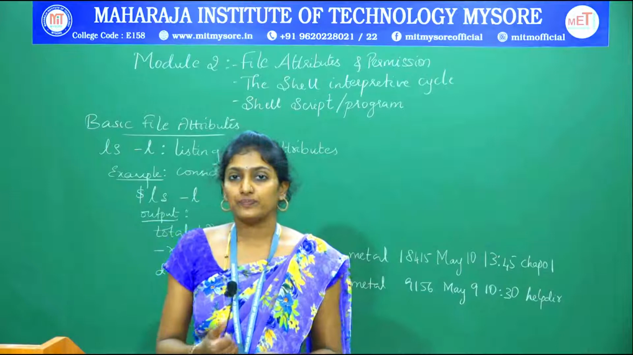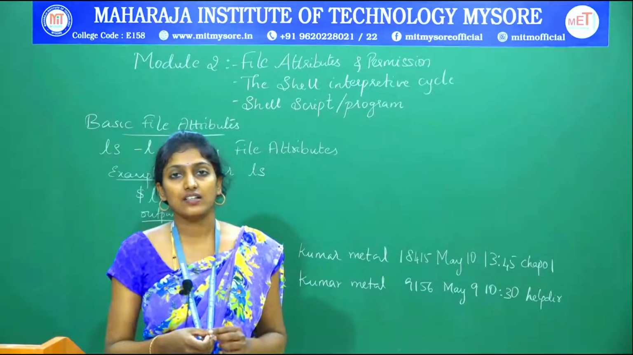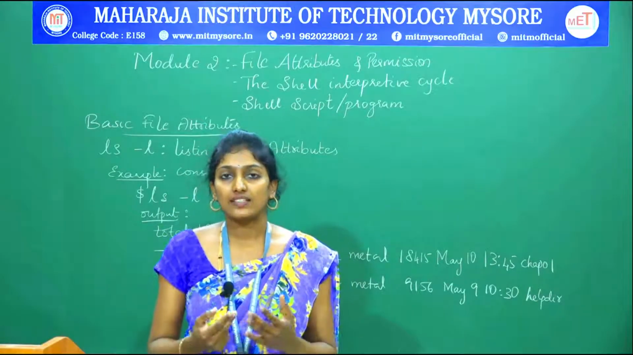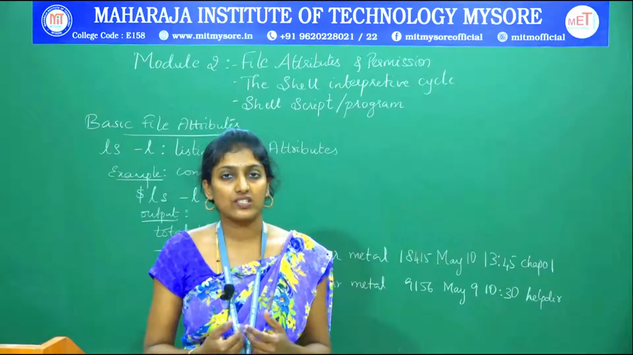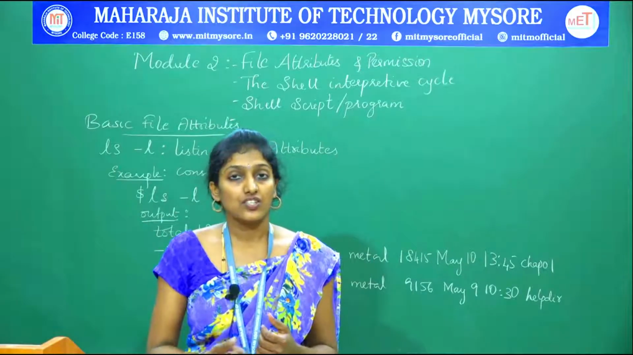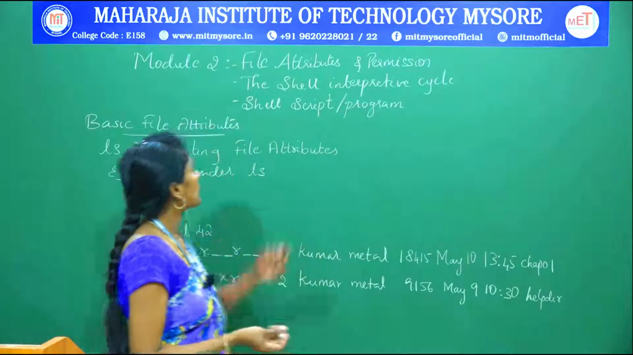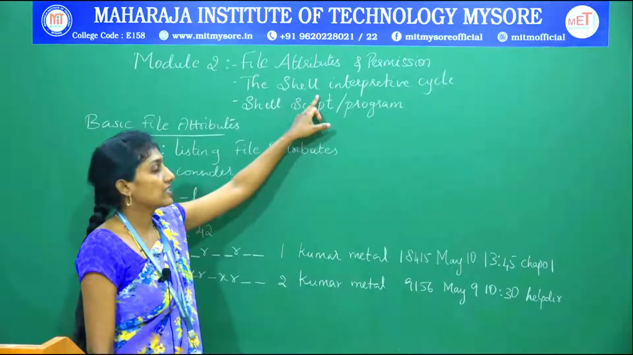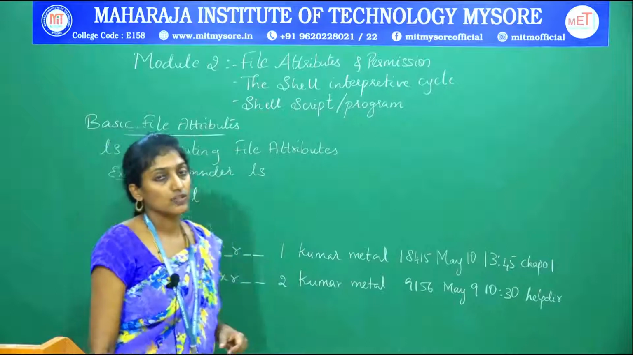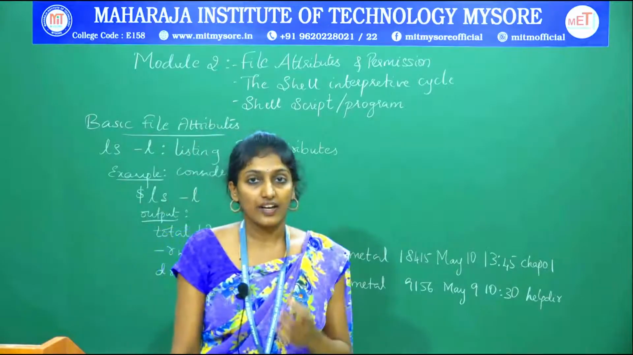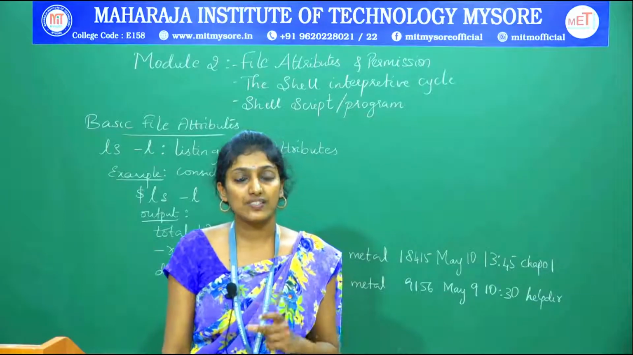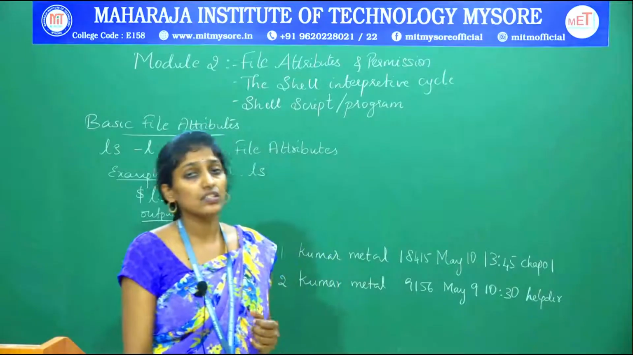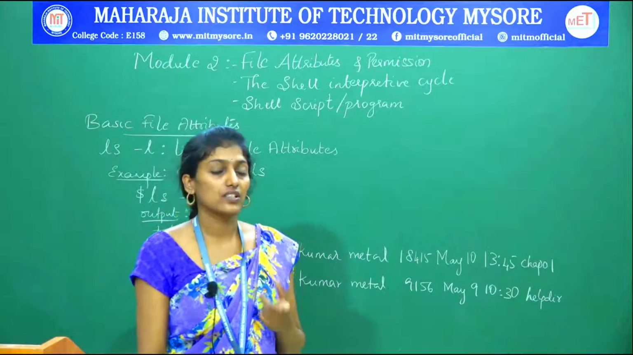Hello everybody. So today in today's session, let us start with the next module, that is module 2 concepts. In this module it introduces three major concepts, so there are three chapters. The first chapter is all about file attributes and permissions, and the second chapter is all about the shell interpretive cycle. The third chapter is about how we are going to write a shell script itself, that is how we are going to design the shell script program in the Unix operating system or within the Unix system.